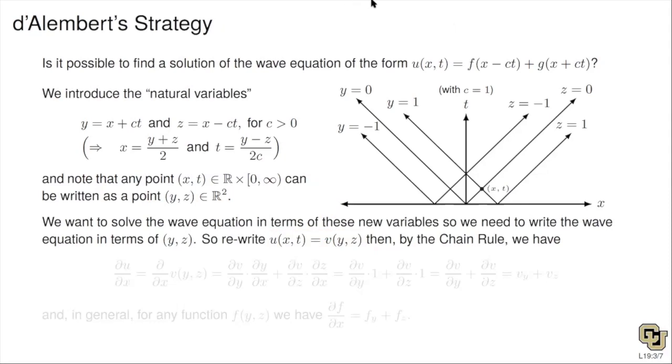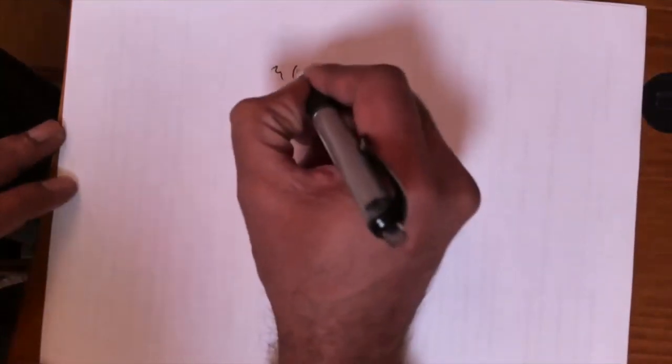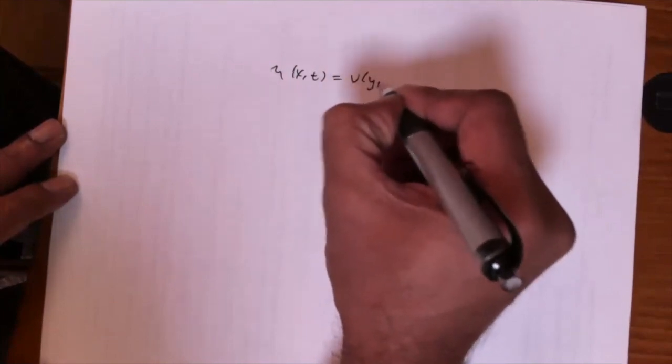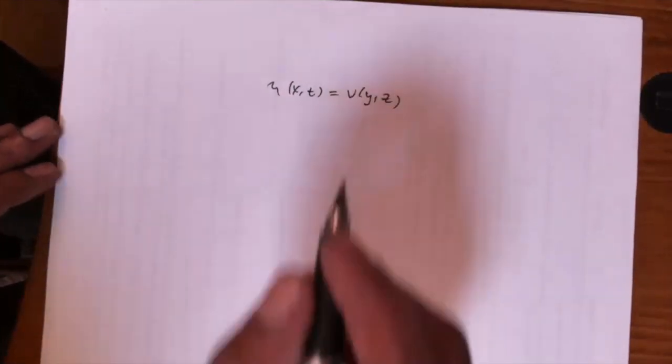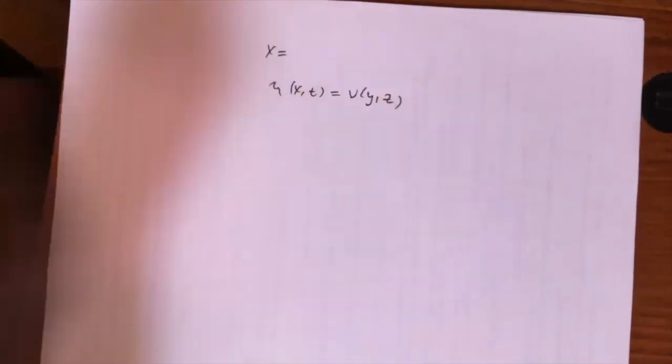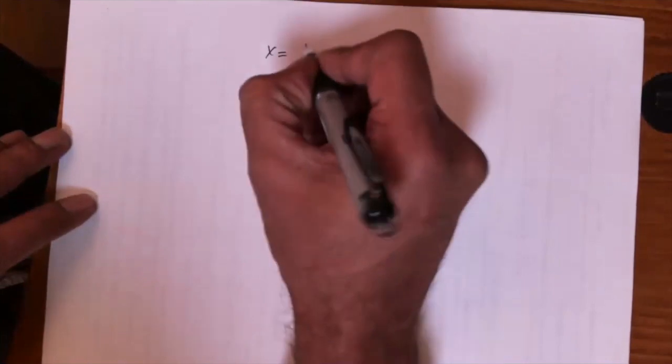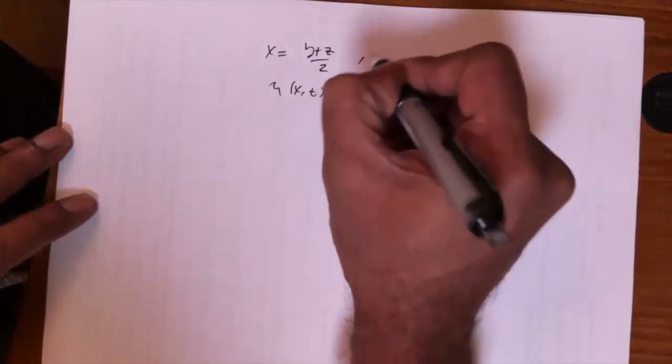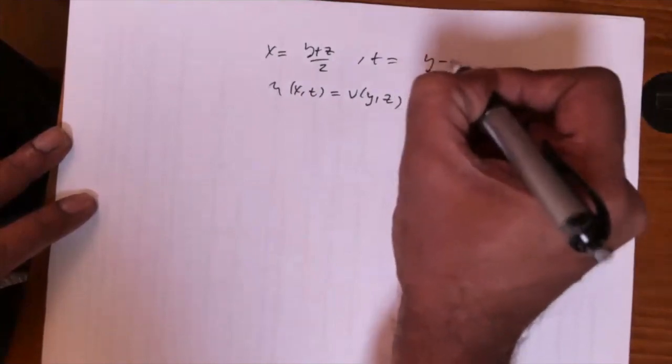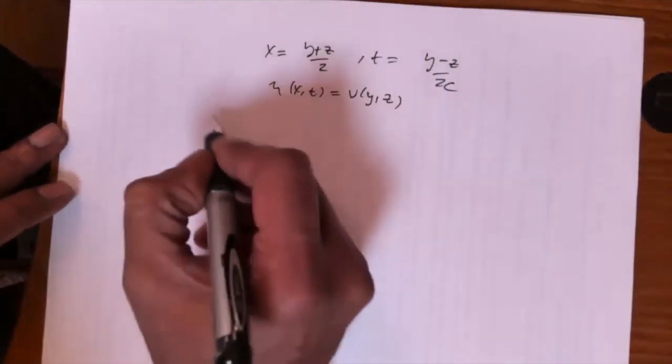So let me switch over here to the document camera. Okay, here we go. So I wrote u of x,t equals v of y,z. And remember here, we have that x equals, for example, y plus z over 2, and t equals y minus z over 2c. I'm going to use that in a second. Okay, so here's my little example.